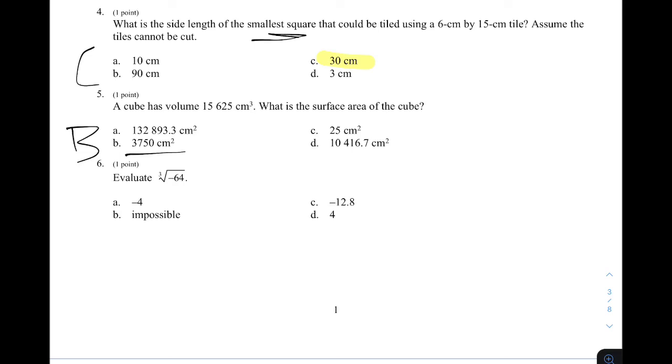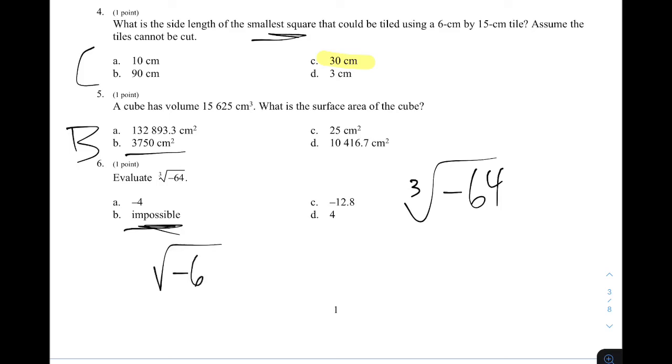Question 6 just asks you to evaluate the cube root of -64. So it's not impossible. It would be impossible if it was the square root of -64 or the 4th root of -64. If there is a square, a 4th, 6th, any even number for the index, we can't have a negative number inside. But here, sure, cube root, go for it. So it's definitely possible for a cube root.